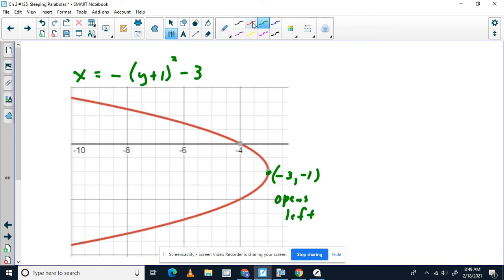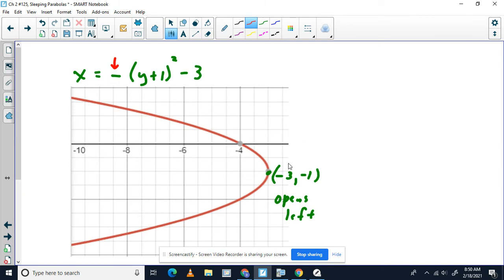So let's see if the equation could have told me this. Well, first of all, the opening left, you probably guessed, was from this negative sign. So if there's a positive sign out front, it's going to open to the right. If there's a negative sign out in front, it's going to open to the left. So since I'm thinking left and right, it's really thinking about reflecting over some vertical line.